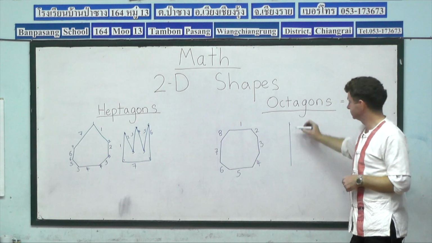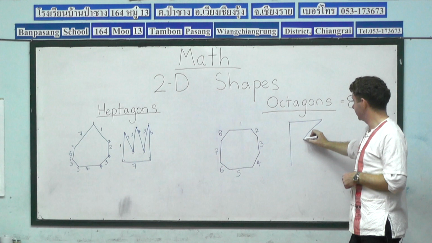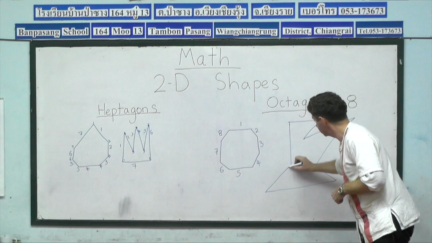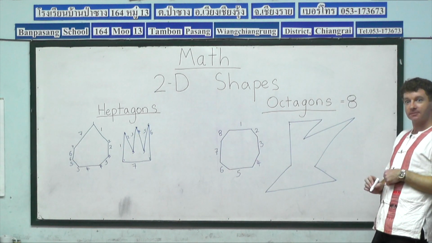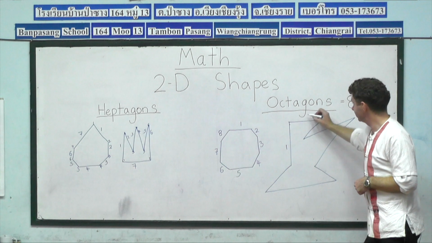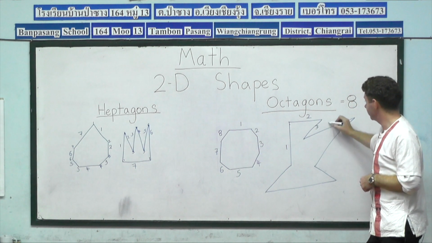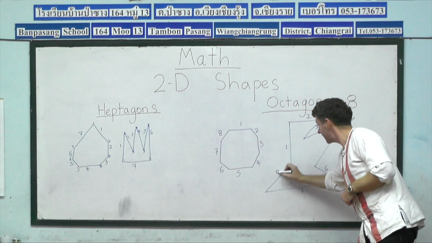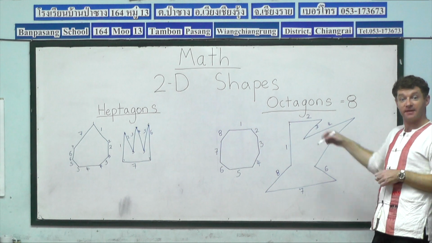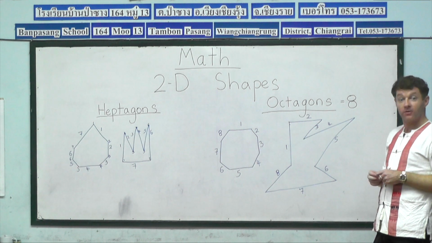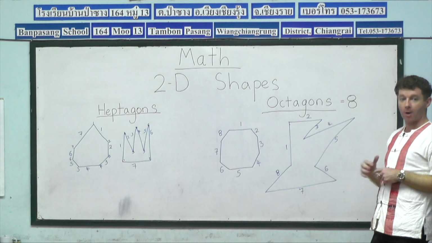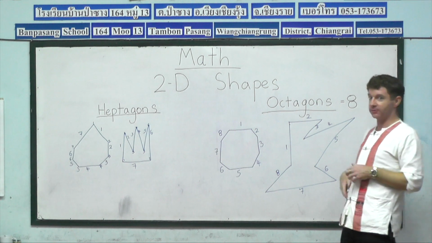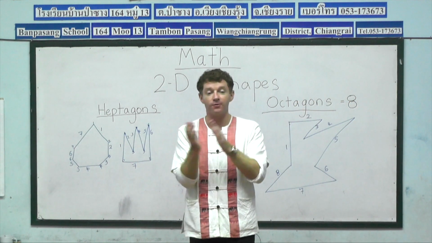1, 2, 3, 4, 5, 6, 7. How many sides? 1, 2, 3, 4, 5, 6, 7, 8. So what type of shape is this? Octagon, yes. This is what we call an irregular octagon. And later in the lesson, you get a chance to draw your own octagons too. So excellent, guys. That was very well done.